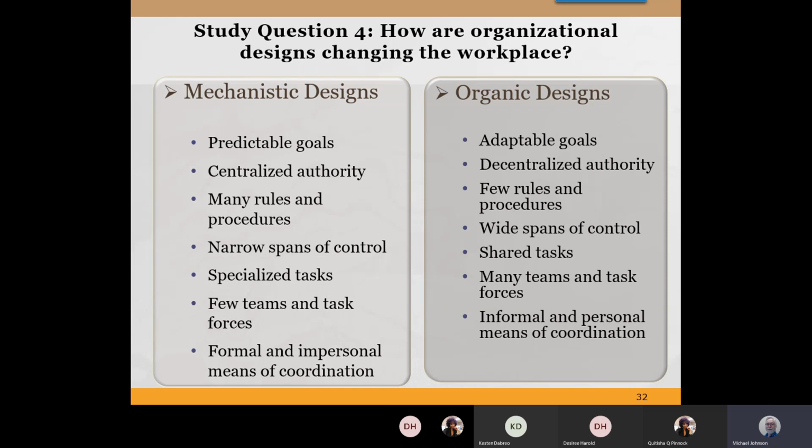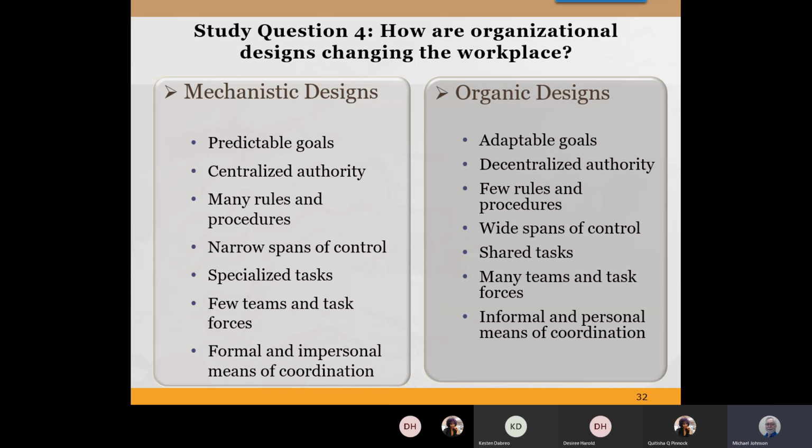Also formal and impersonal means of coordination, very, very autocratic, very specific. Just think of it as a highly tuned, highly precisionalized instrument. That's what mechanistic really is.